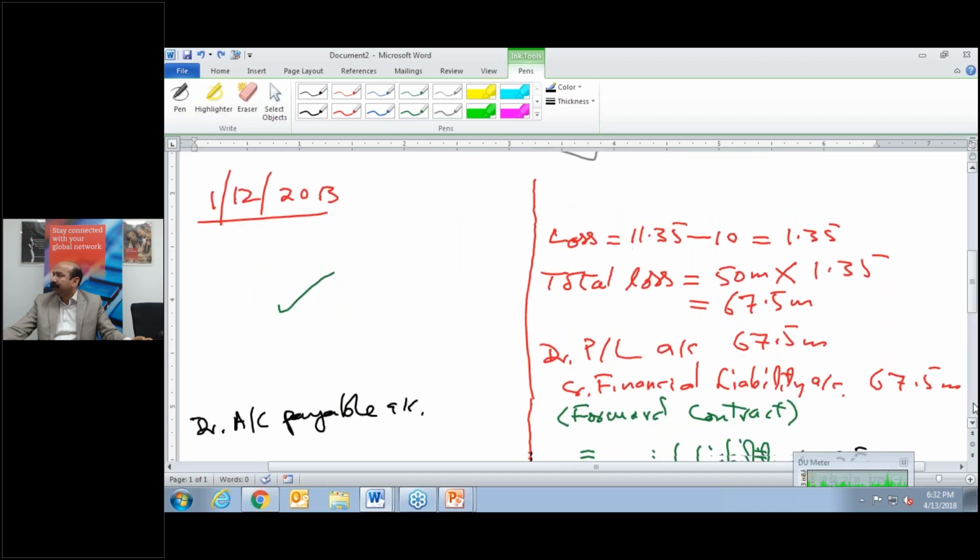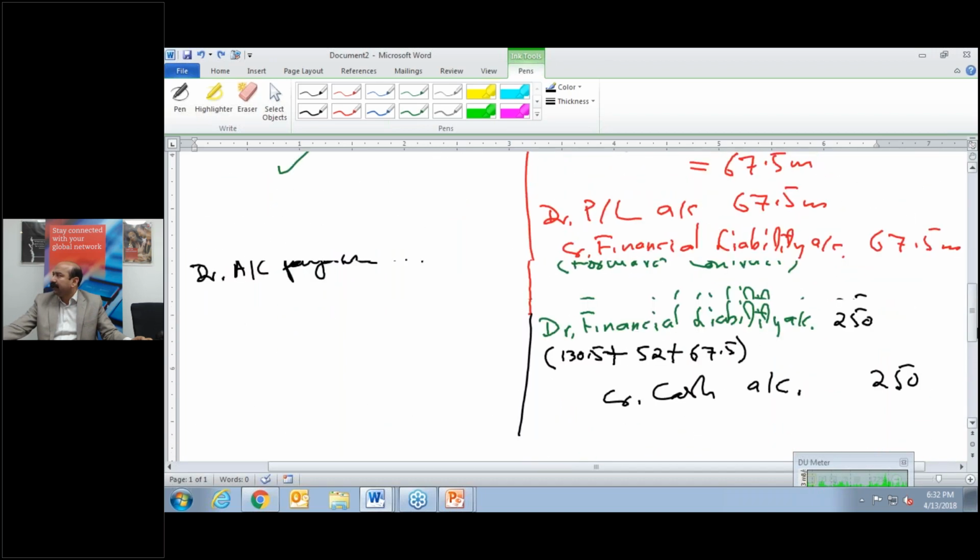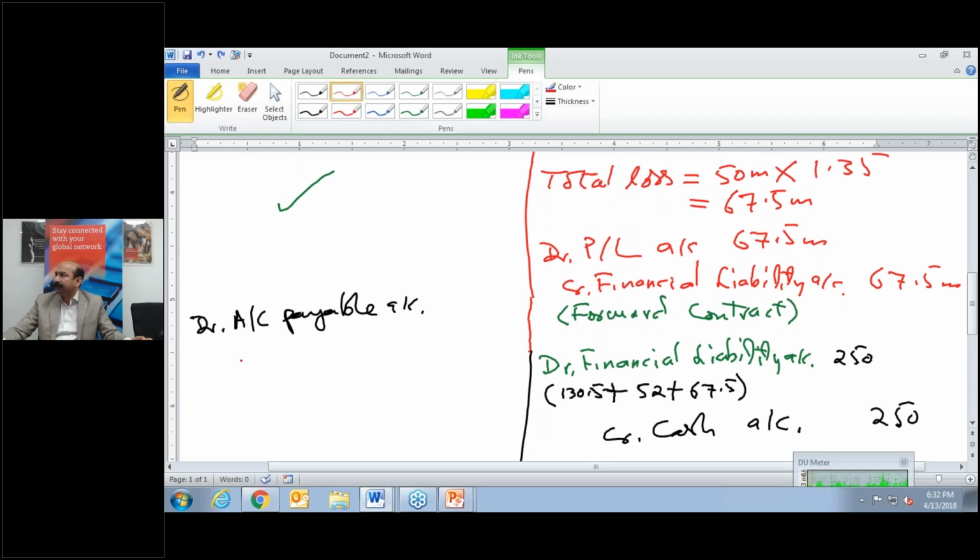Of course, when you will be paying, you will be buying from the open market this SK 50 million. Whatever the rate is at this point in time, the rate is in fact 10. Let me check, is it 10? Yes, it is 10. You are paying this liability. So this means you are paying cash 500 million. How? Because you bought 50 million SK at the rate of 10.